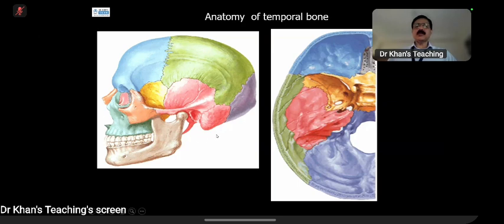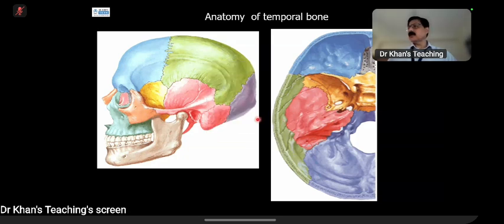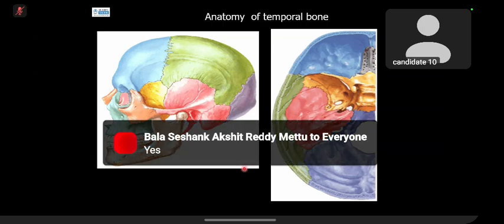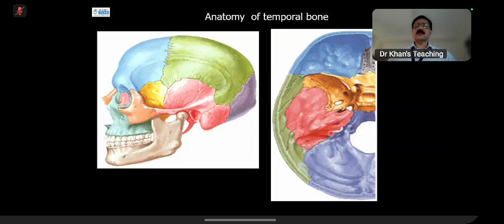Let me change my mouse to a laser. So, you can see my mouse? Yes, doctor. Okay, good.